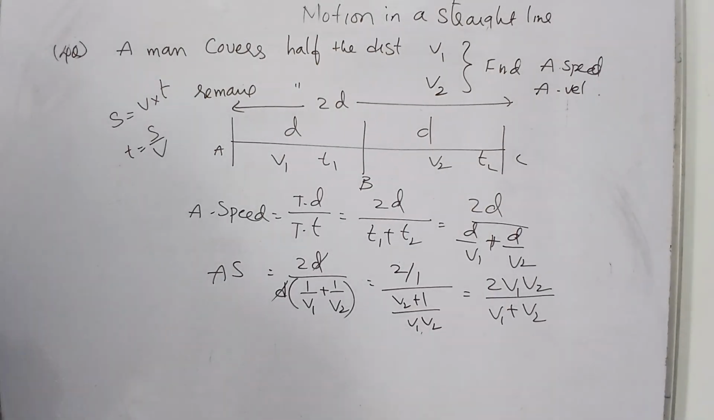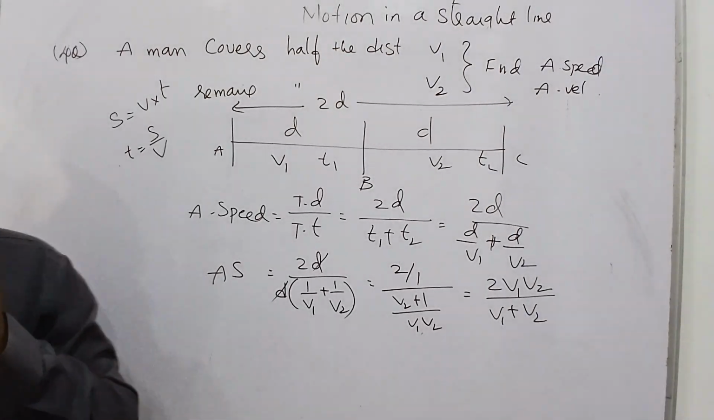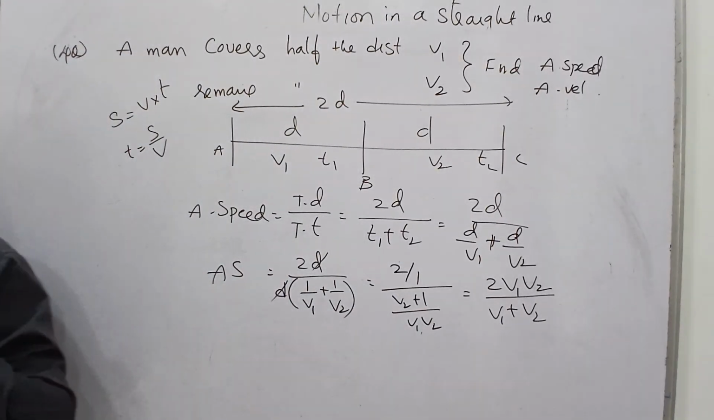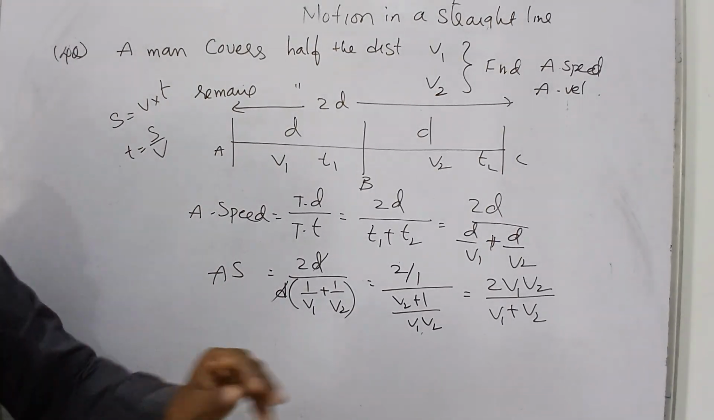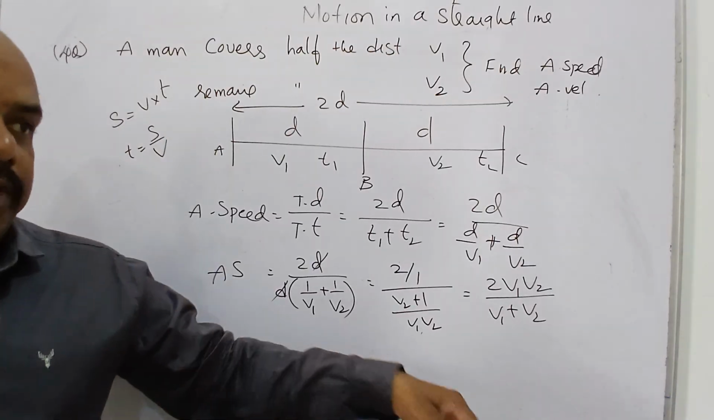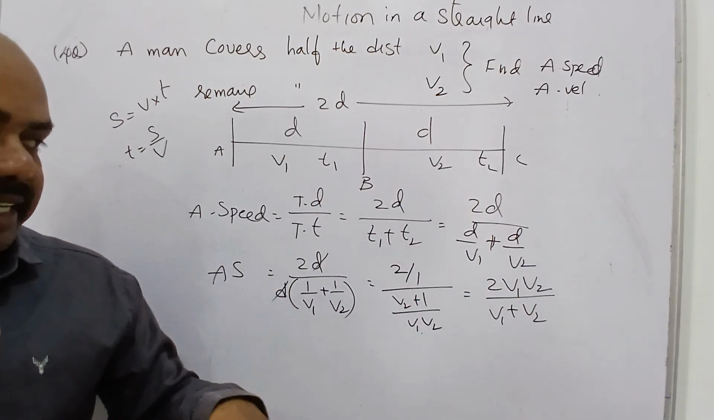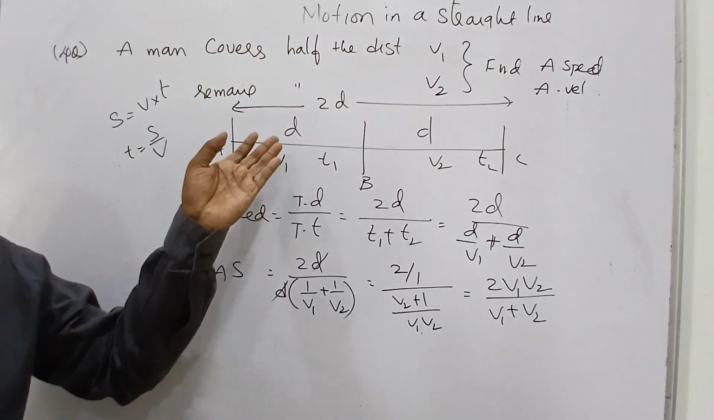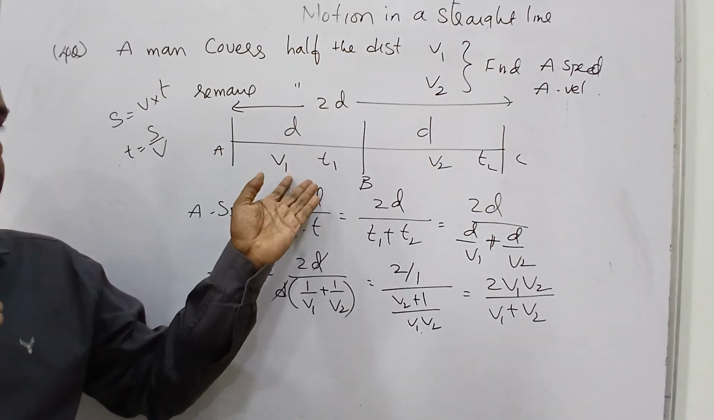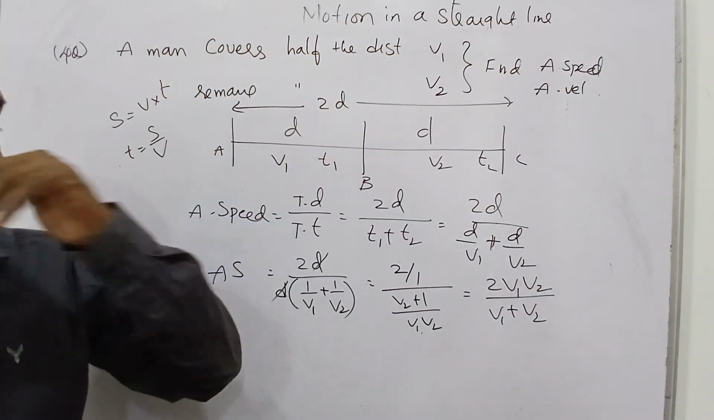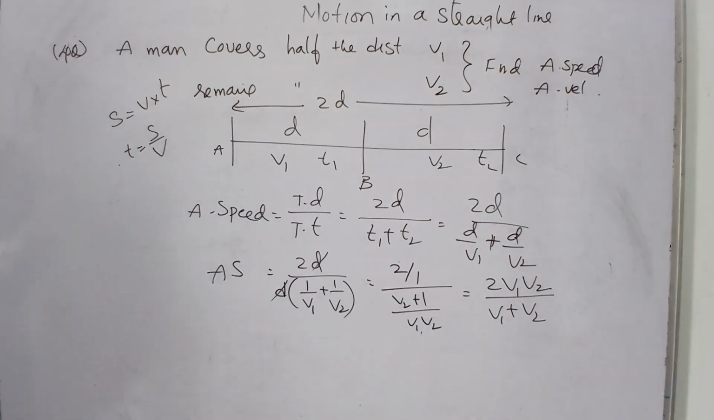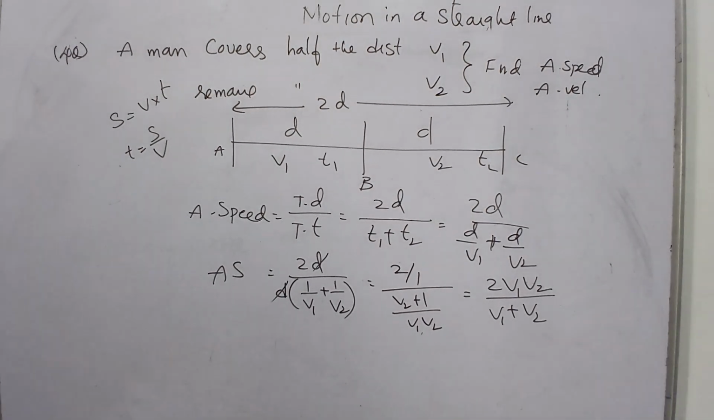Last problem also we got the same. If a person reaches from A to B with v1 speed, came back with v2, then also we got the same formula. That means if you go with v1 speed coming back with v2, or if you go in a straight line from A to B with half of the distance at v1 speed, remaining half distance with v2, in both the cases the formula is the same, 2 v1 v2 by v1 plus v2.